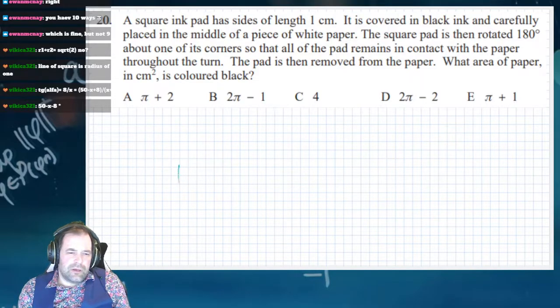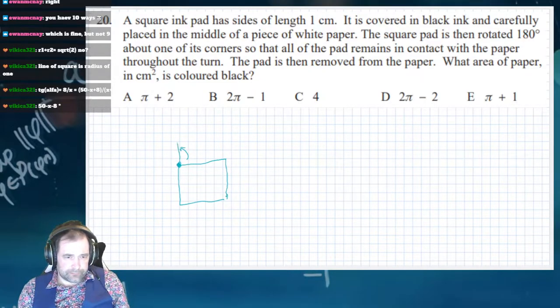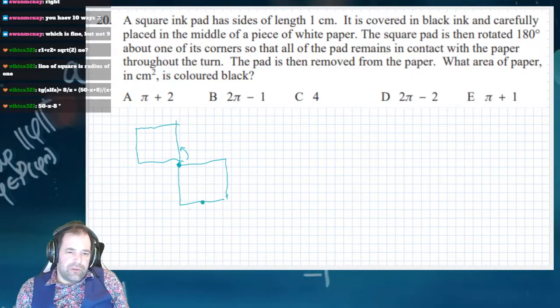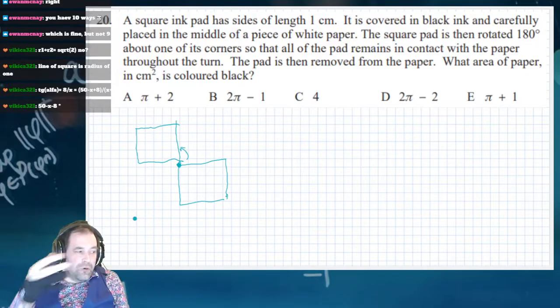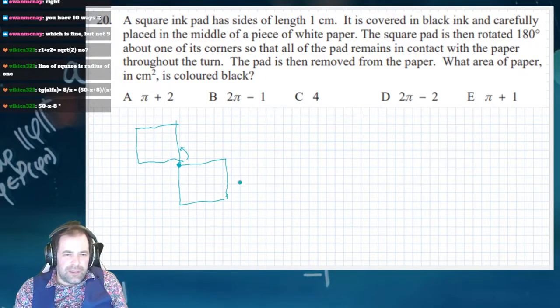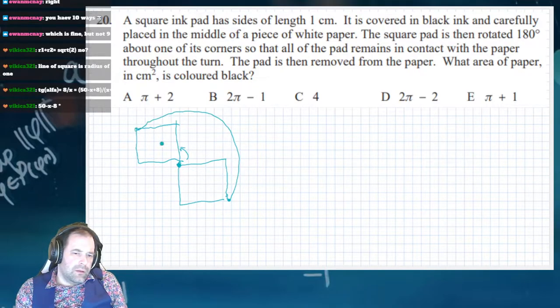Alright, so we've got a square and you're going to rotate it around one corner. Let's say we're going that way. So at the end of 180 degrees, the square is going to be there. What area have you gone over, effectively? Because you've done like a snow angel on the paper, and you're just covering it. So I think this corner here gets the widest berth, and that is a semicircle. So I think you cover all of this semicircle plus that, which is a full square.